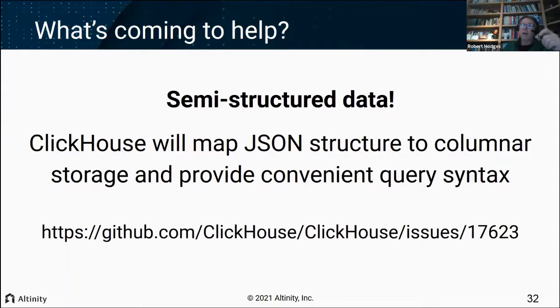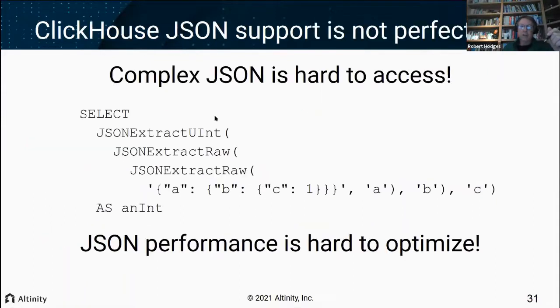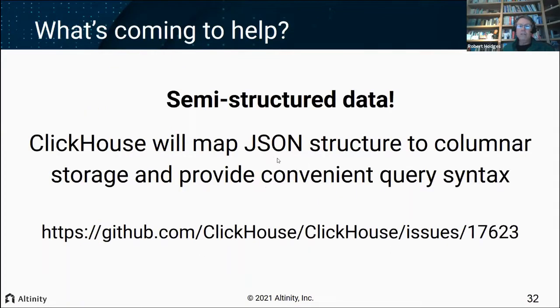So if you have, instead of this example here where we're going A to B to C, you'll be able to select A.B.C out of the nested data. It will basically map it into a nested data structure. So between these two things, ClickHouse performance on JSON data will almost certainly become considerably better in most, if not all, use cases.